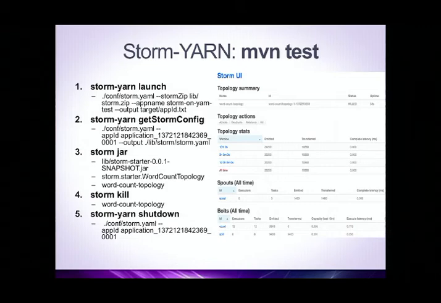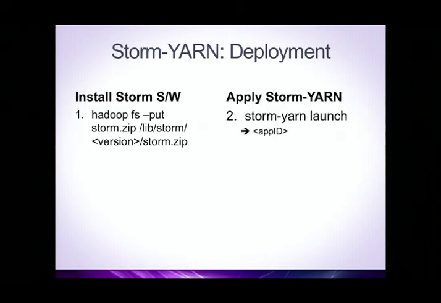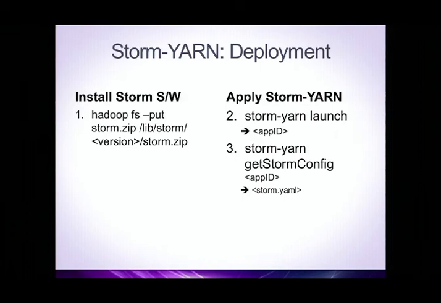It demonstrates that Storm on Yarn is real, and you could do something with it. Once you have that, let me talk about how you're going to deploy in your production environment. The first thing you need to do is make the Storm software available in your Yarn cluster. You use the Hadoop method to put the Storm zip into the HDFS directories. Once you do that, the job is just the same as we saw in the Maven test. You launch your application using storm-yarn launch. As a result, we get your application ID, and you get your configuration file for your Storm clusters. Launch your application topology. That's it.